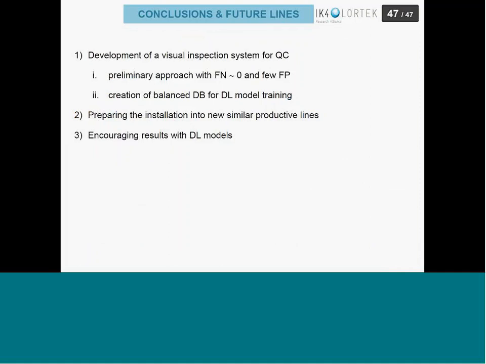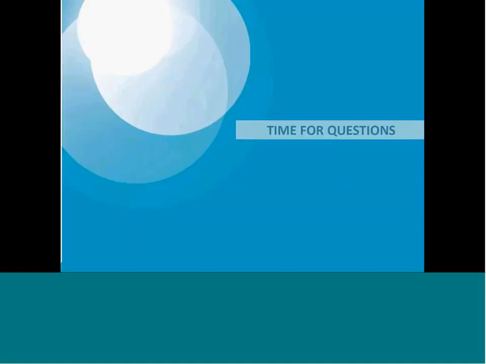In conclusion, during this project, an inspection system has been developed and implemented in a productive process for the quality control of welded parts. The system has very few false negatives and few false positives, and allowed us to create a balanced database for training deep learning models. And even though the results shown are preliminary, they seem good and encourage us to continue working with preprocessing steps and deep learning nets. That's all for my part. If you have any questions.